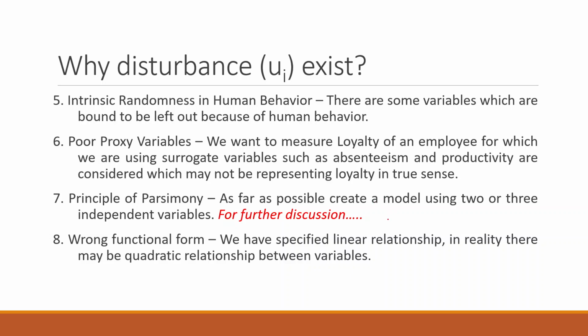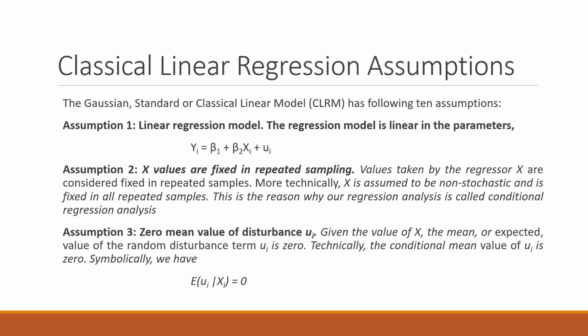Principle of parsimony. We want to create a model by using 2 or 3 independent variables which have good explanatory power in comparison to taking 6 to 7 variables. The thing which we should remember in creating a model is we should create a parsimonious model rather than an over-parameterized model. We have specified the wrong functional form, which means that the phenomenon is following the quadratic structure, and we are trying to model this relationship by using a linear one, and therefore there will be an error in the model.